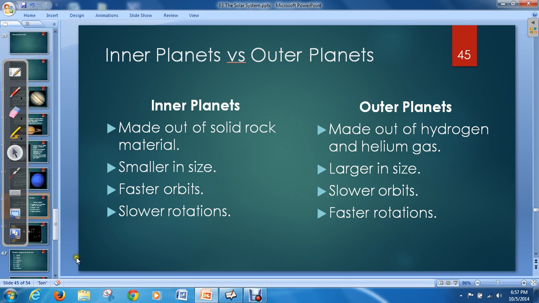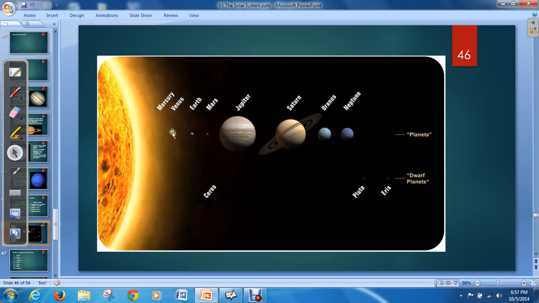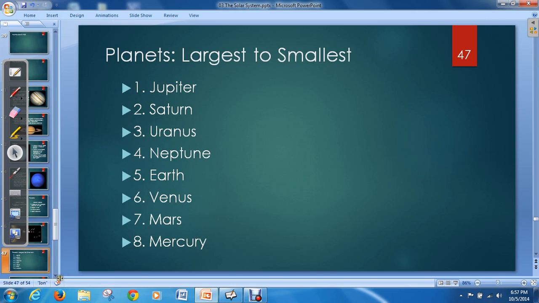Okay, so remember the difference between the inner and outer planets. Remember which ones are which. Remember the order for sure: Mercury, Venus, Earth, Mars, Jupiter, Saturn, Uranus, Neptune. And also make sure you remember the planets from largest to smallest as well. Jupiter's the largest, then Saturn, then Uranus, then Neptune, then Earth, then Venus, then Mars, then Mercury. So remember their order in distance and also their order in size.